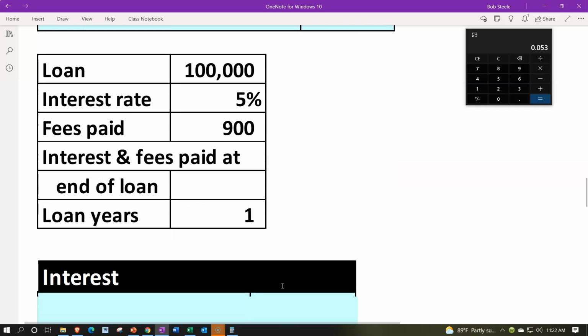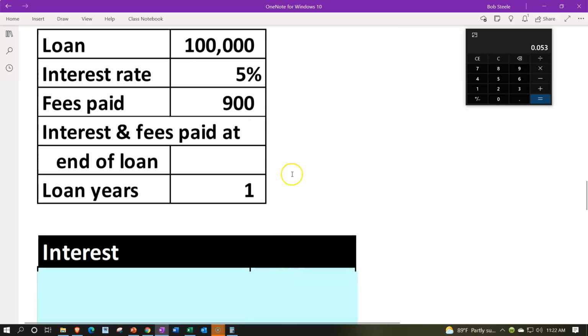Let's do it one more time. This time, let's just add the $900 for the fee. So same kind of scenario, 100,000 loan. We have the interest at the 5%.